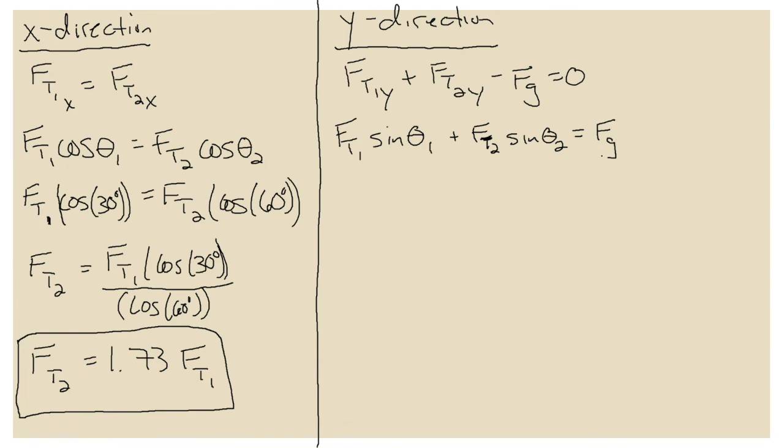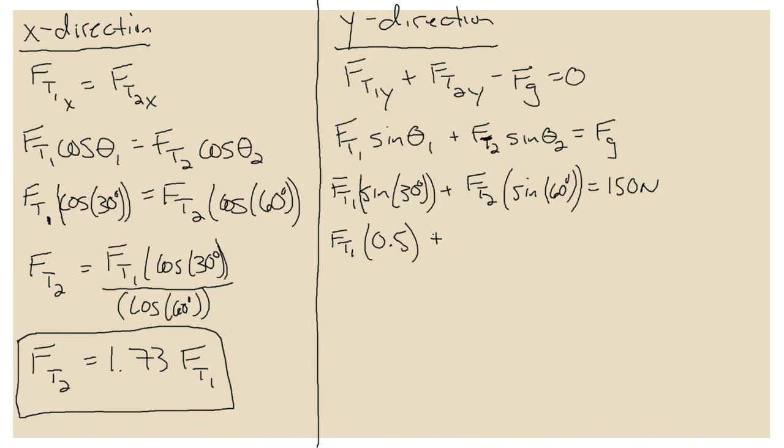And now I can begin to plug in my numbers. I have Ft1 times the sine of 30 degrees plus Ft2 times the sine of 60 degrees, and that's equal to 150 newtons. The sine of 30 is 0.5, and the sine of 60 is 0.866, so I'll write Ft2 times 0.866, and that's equal to 150 newtons.